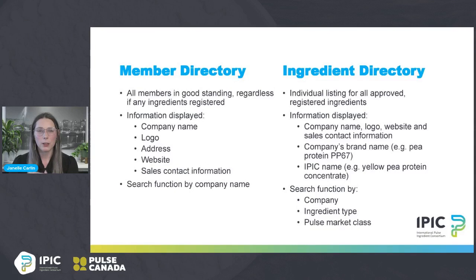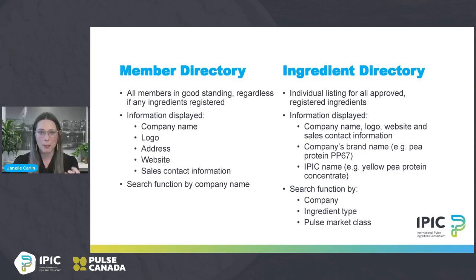So understanding that companies might have multiple ingredient offerings, there is an individual list for every single ingredient that has been approved, and that ingredient will specifically display what company offers that ingredient. It'll include the name, logo, website, as well as sales contact information for anyone interested in purchasing that particular ingredient. It'll indicate the company's brand name, so what the company calls that ingredient.